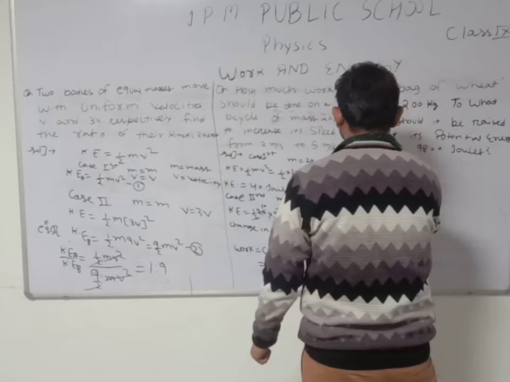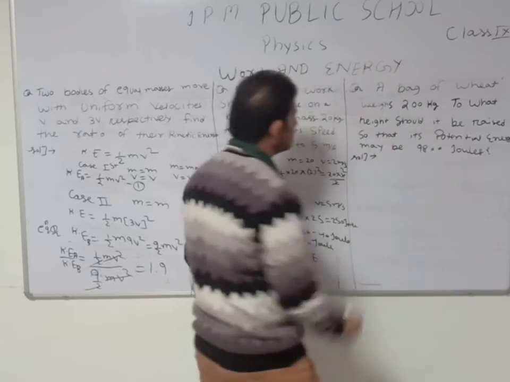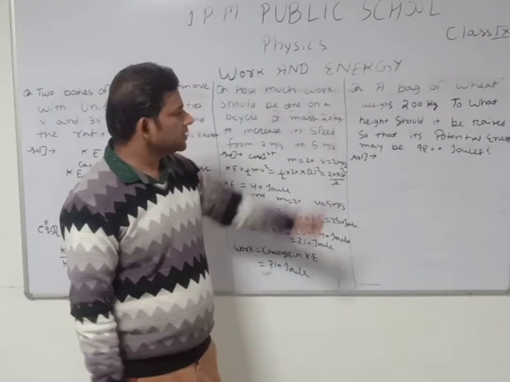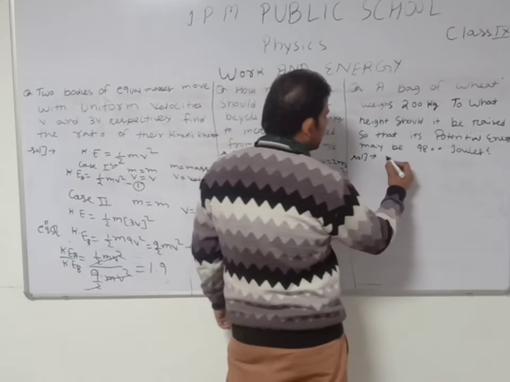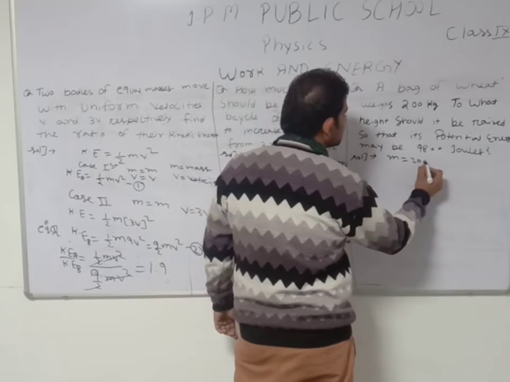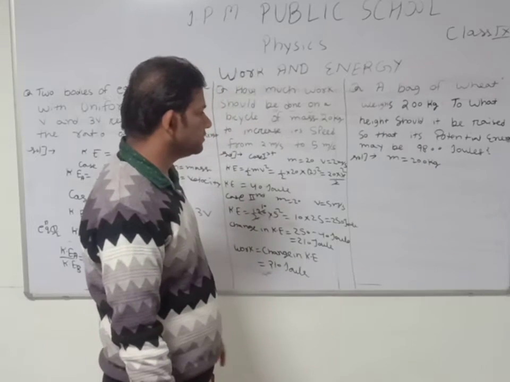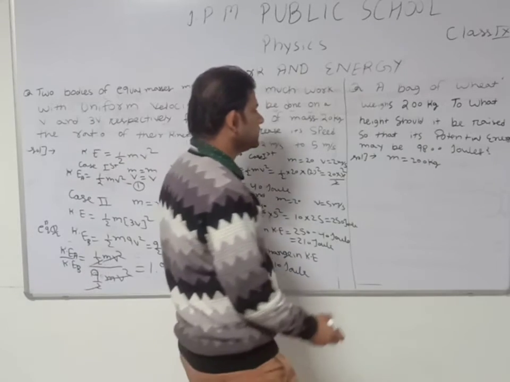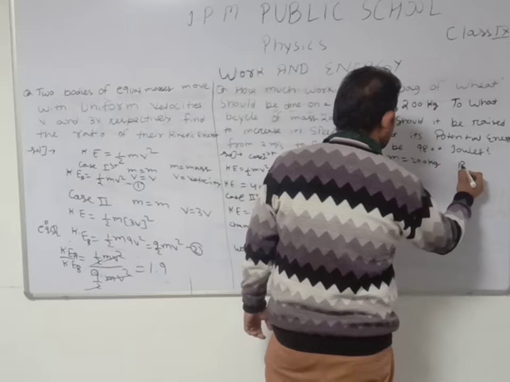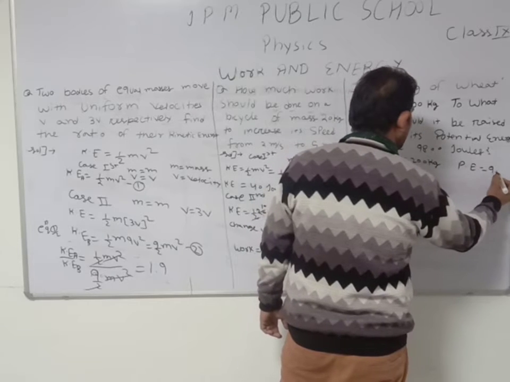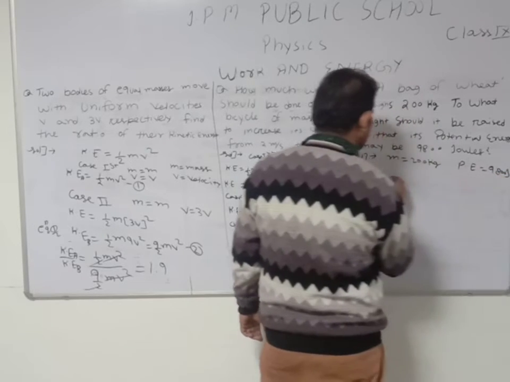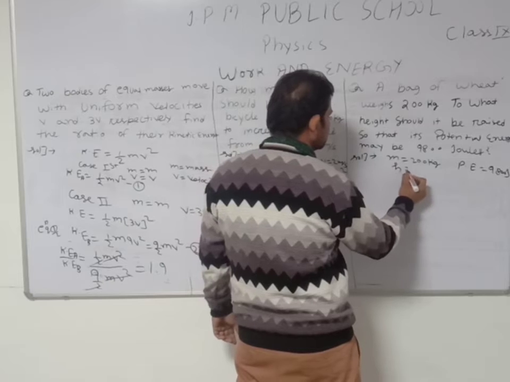Next question is, a bag of wheat weighs 200 kg. Here m equals 200 kg is given. To what height should it be raised so that its potential energy is 9800 joule, and h is the question.